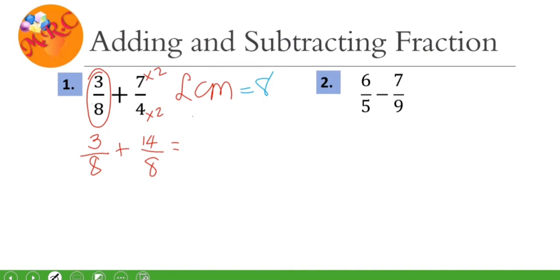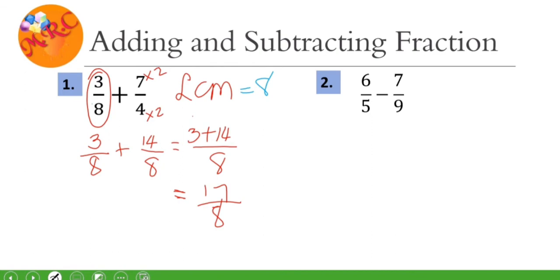And as I said at the start, as long as the denominators are the same, what can we do? We can add the numerators. So my denominator is the same, 8. So I can go ahead and add 3 plus 14. And that gives me 17. So I have my new answer to be 17 over 8. Was that fun? It was, I know.